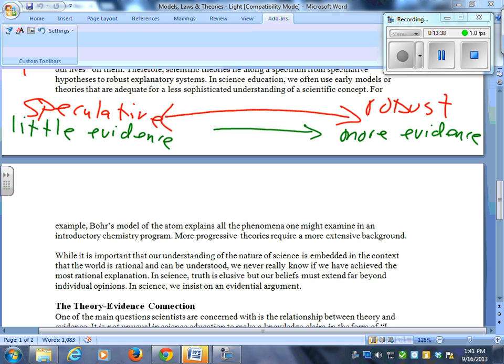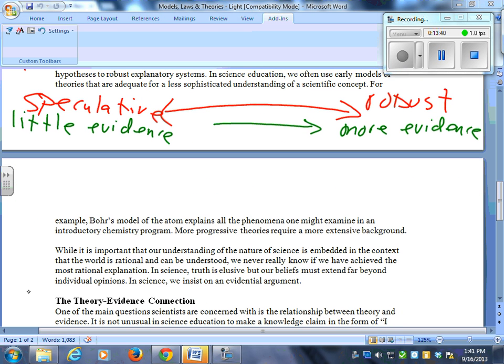Okay. So back to these theories here. For example, Bohr's model of the atom explains all the phenomena one might examine in an introductory chemistry program. More progressive theories require a more extensive background. You guys have seen the Bohr models, right? You know where you got the thing in the middle there, right? And then you pair up the electrons. Remember that stuff? Yeah. Completely false.